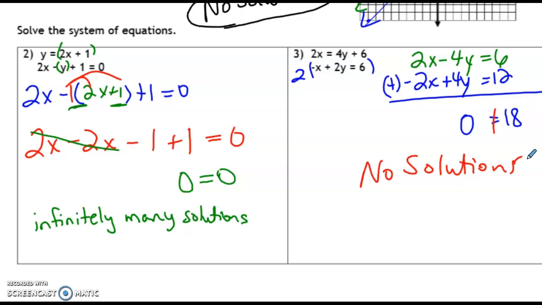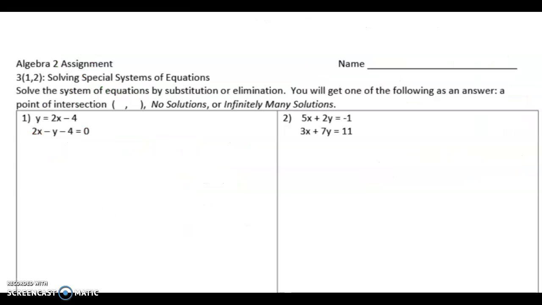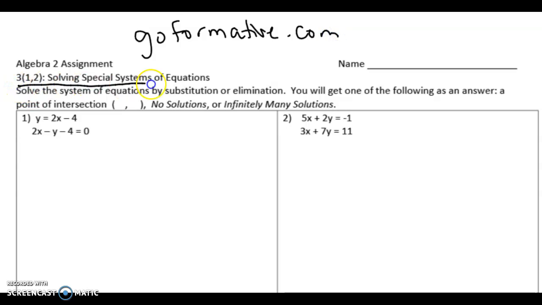Okay, all right. Your assignment is on GoFormative. If you've not used GoFormative yet, there's a link for you to join Formative on Canvas. If you just click on the assignment name, I couldn't put the whole name, it wouldn't fit, so it's just like maybe special systems or something, you can click on that and that will help you get to the website.